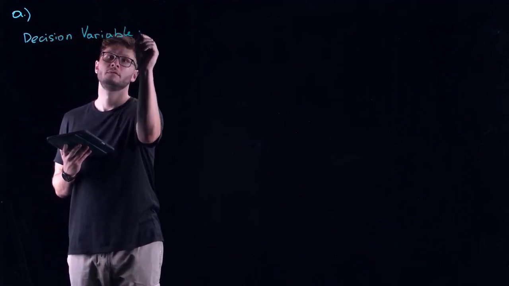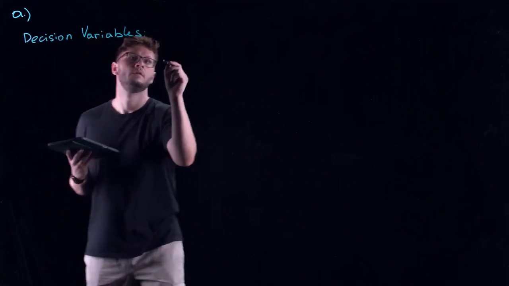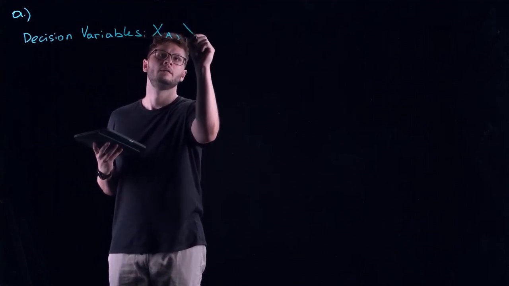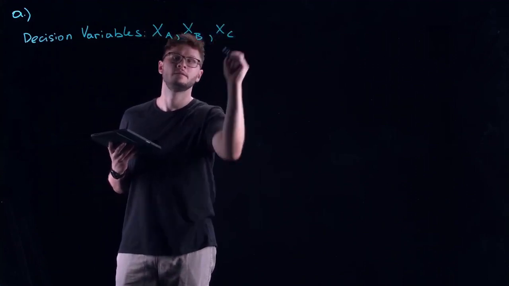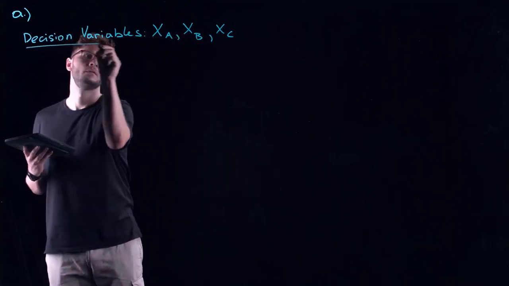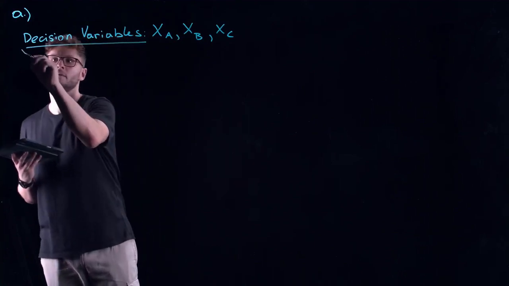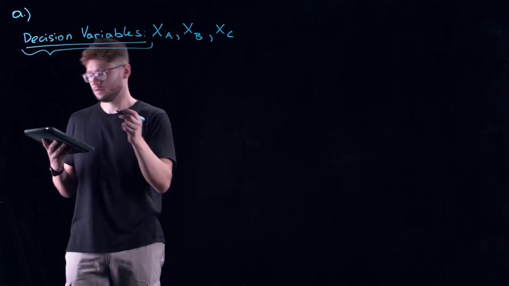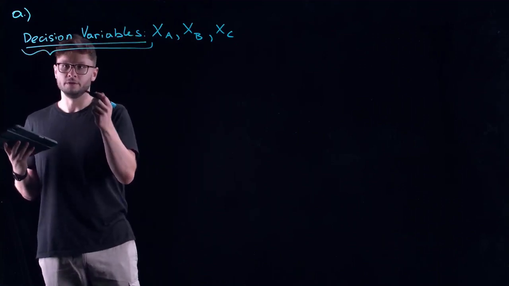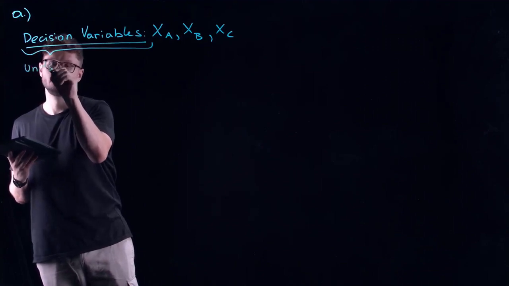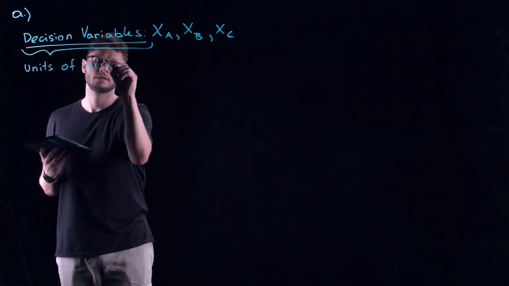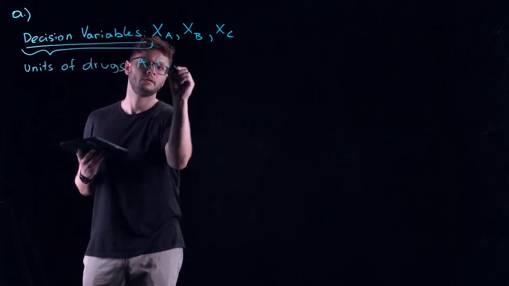we're asked to find the objective function, right? So if we have that our decision variables are XA, XB, and XC, and these are the units of each of the three drugs, so units of drugs A, B, and C.